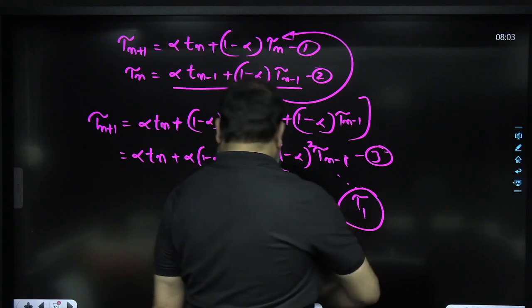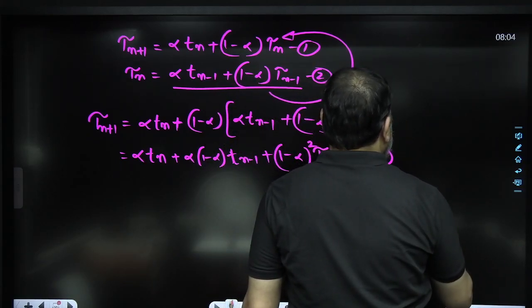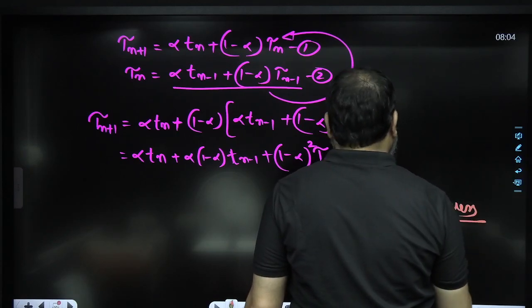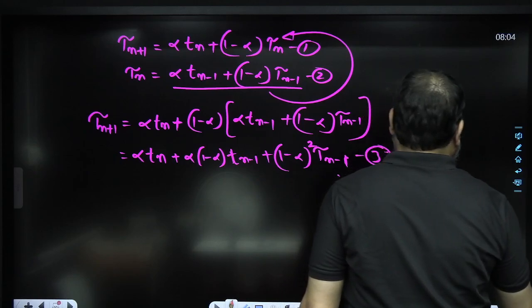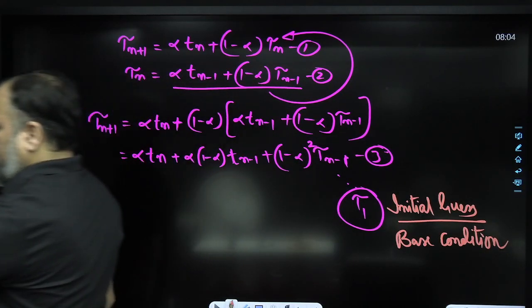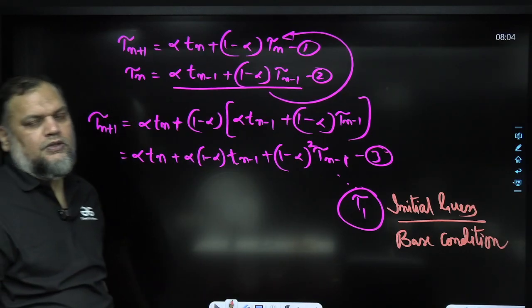Tau 1 will be called the initial guess. When the process comes into the ready queue for the first time, I am going to guess this value. This will be called the base condition of the recurrence. Every recurrence should have a base condition. So given the value of alpha and the tau 1 base condition, you can always estimate the next CPU burst.